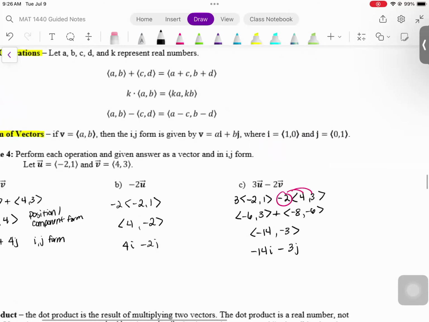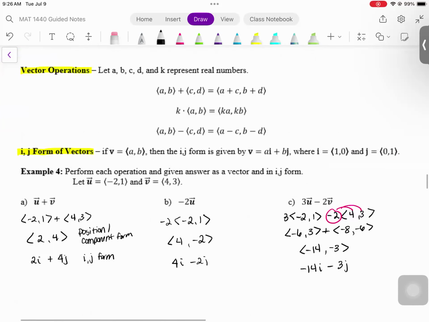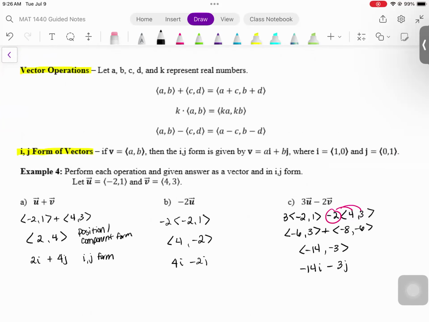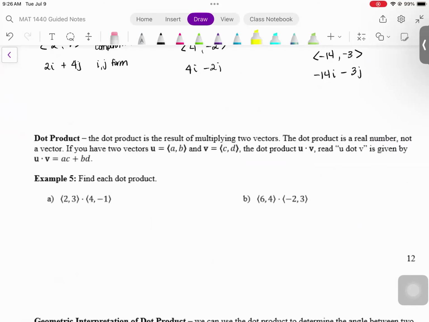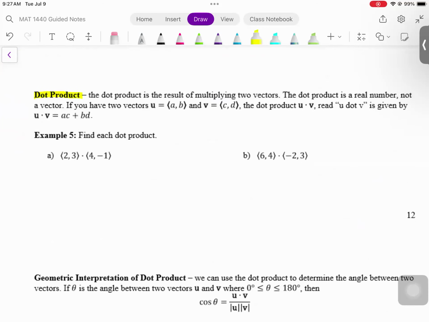Now, if we look at these vector operations, we looked at adding vectors, we looked at multiplying a vector by a constant, and subtracting vectors. The dot product is the result of multiplying two vectors. So that wasn't an operation that we'd seen above. The dot product is a real number. It's not a vector.